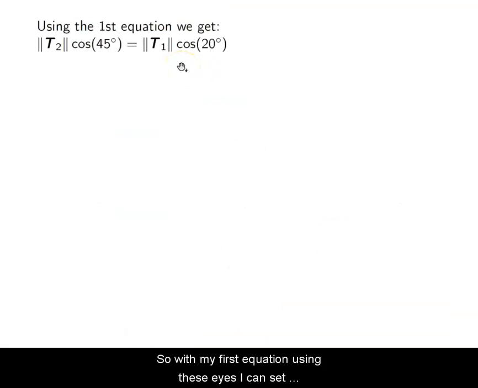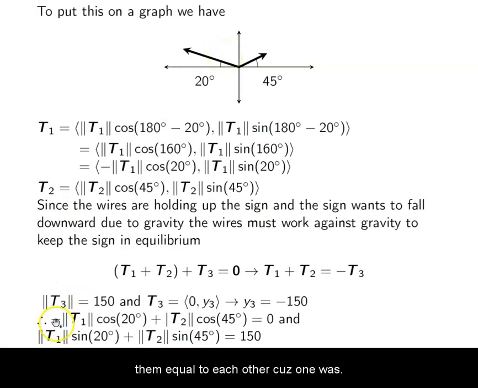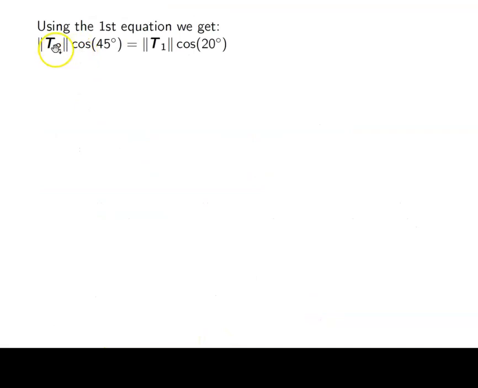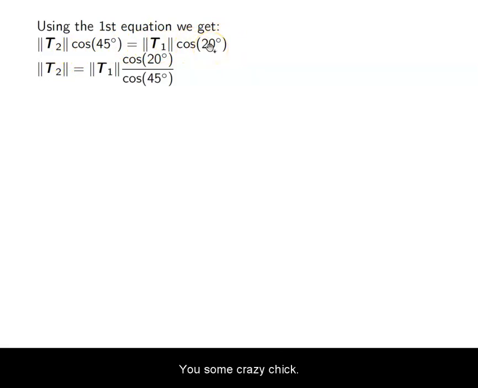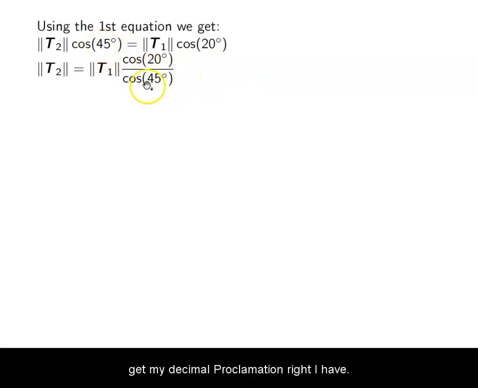So with my first equation, using these values, I can set them equal to each other because one was negative and the other positive. So I'll just add one over. Okay. So T2 cosine 45 is the same as T1 cosine 20. So again, I'm going to save the decimal approximations because cosine 20 is going to be a decimal value unless I use some crazy trig formulas, addition, subtraction formulas that I don't really want to bother with. I'll just move everything around until I'm ready, and then I'll get my decimal approximation, right?